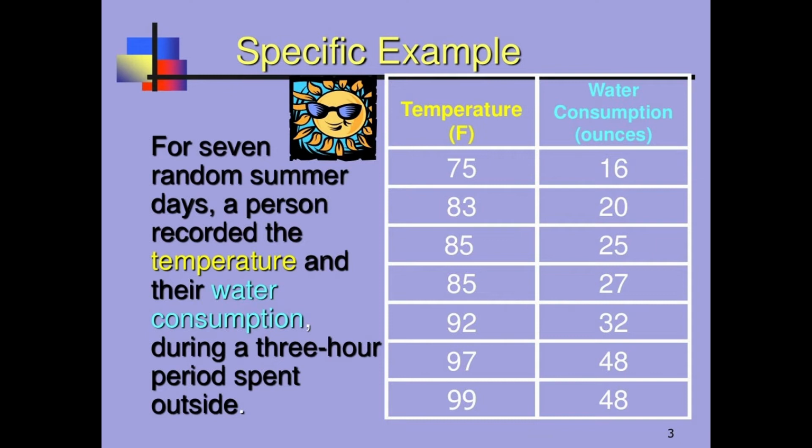If the temperature is 75, water consumption is 16. If 83, water consumption is 20. If 85, water consumption is 25. If 85, water consumption is 27. If the temperature is 92, water consumption is 32. If the temperature is 97, water consumption is 48. If the temperature is 99, water consumption is 48.